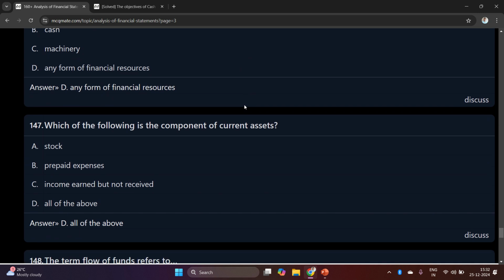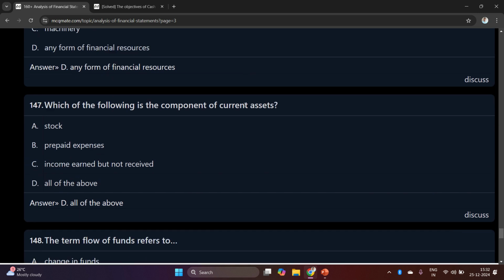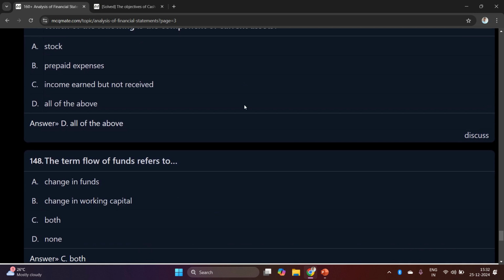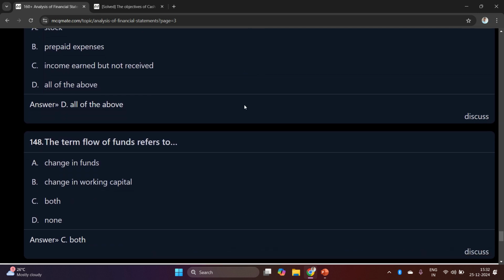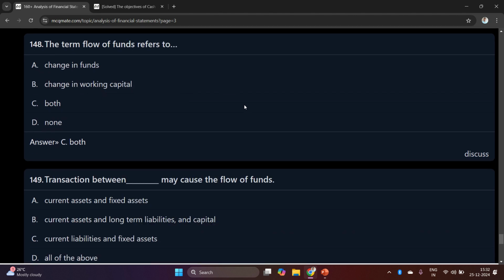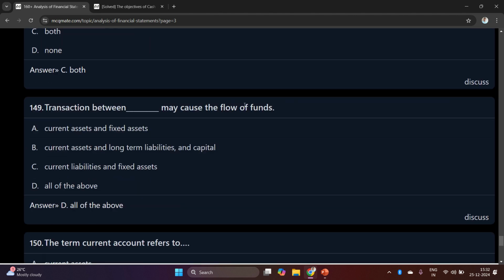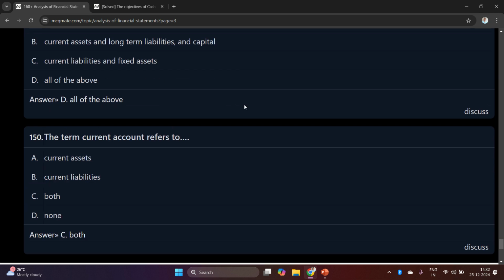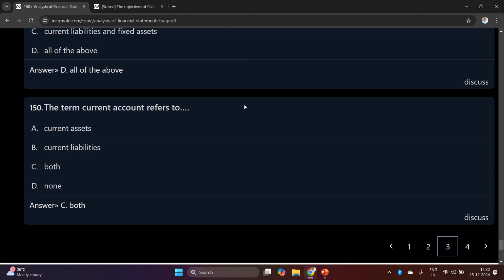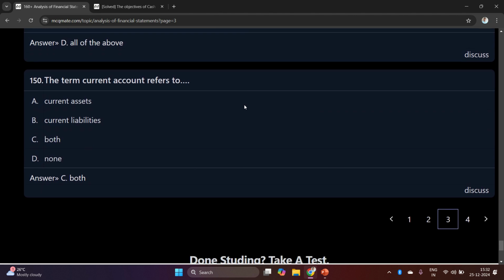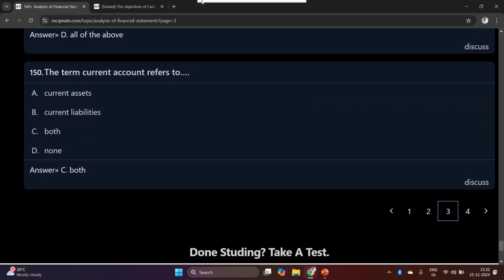Which of the following is the component of current asset? All the above. The term flow of fund refers to change in fund, change in working capital. Transactions between which of the following may cause the flow of fund? Current assets and fixed assets, current assets and liabilities, all of the above. The term current account refers to current assets and current liabilities. See both.